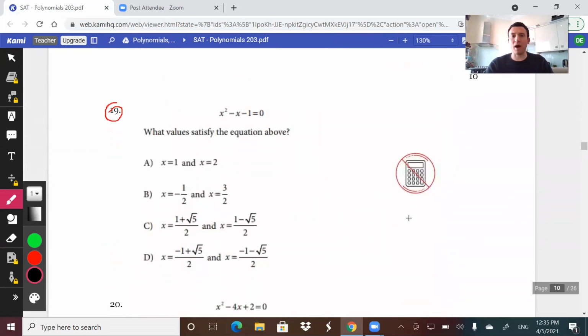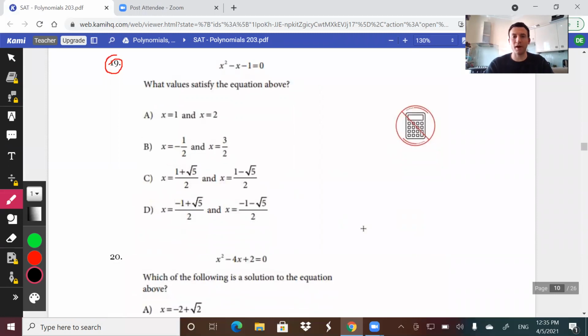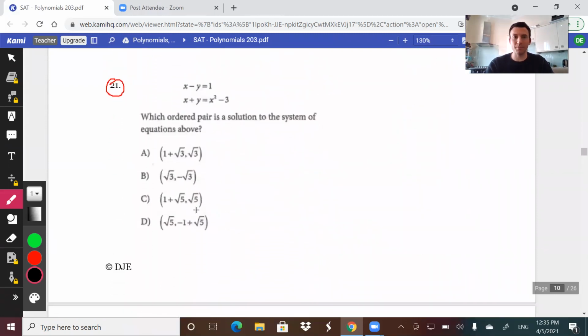So let's see why you would need this on the test. I'm actually going to skip this problem, and I'm going to go to this one because this problem's a bit more intriguing here.